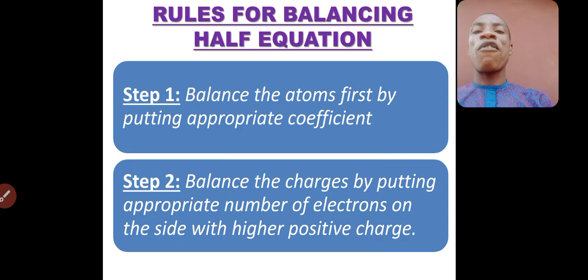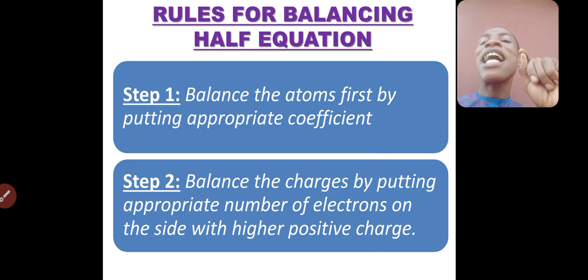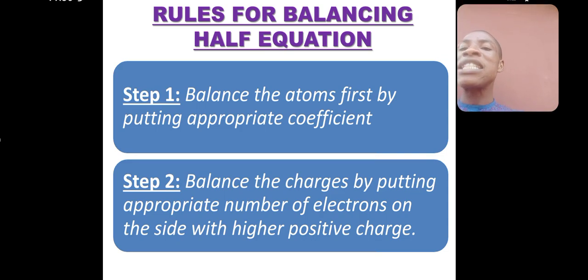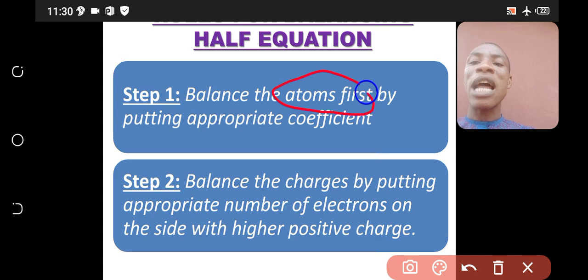There are rules for balancing a half equation, and only two rules are highlighted here to keep it very short and easy to follow. The first thing is that you should balance the atoms first by putting appropriate coefficients. In an ionic equation, there will be atoms and there will be ions. The first thing you balance is atoms, the way you normally balance all other things in a molecular equation.